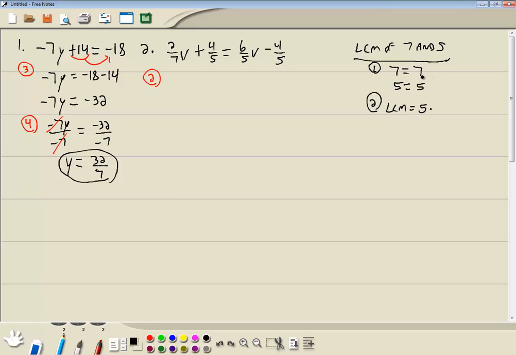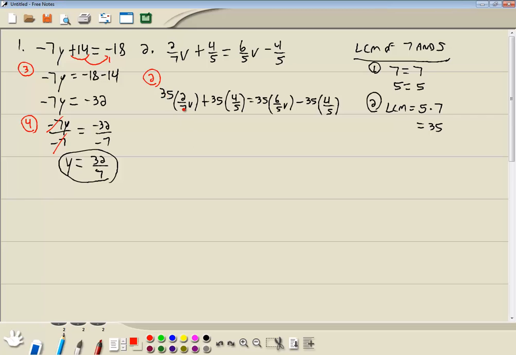Then we go to our next prime, the 7. I'm looking for the greatest number of 7's on a single line. 1 here, none here, so it'd be 1. So 5 times 7 would be 35. So we're going to multiply everything by 35. So we'll take 35 times 2/7 v. We'll take 35 times 4/5. We'll take 35 times 6/5 v. And we'll take 35 times 4/5.